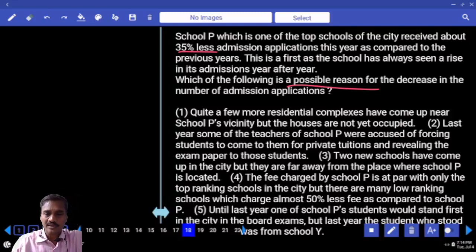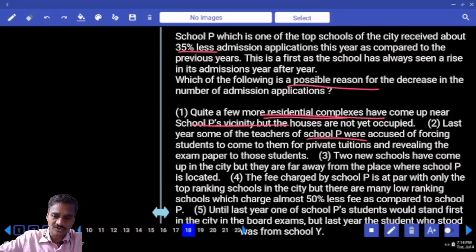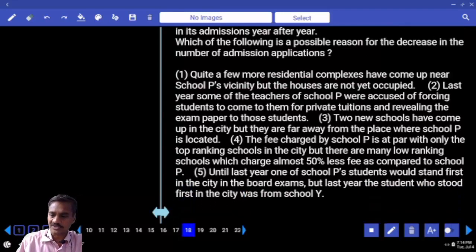Then quite a few more residential complexes have come up near schools previously, but the houses are not occupied. Here he is talking about more residential complexes. Is this the reason for fewer admissions? No. Last year also these were not there. And last year some of the teachers of the school were accused of forcing students to come for private tuitions and revealing the examination. Is this the reason? No. And 2 new schools have come up in the city, but they are far away from the place. As they were far away, people have to prefer the school itself, and it is not happening, so this is also ruled out.